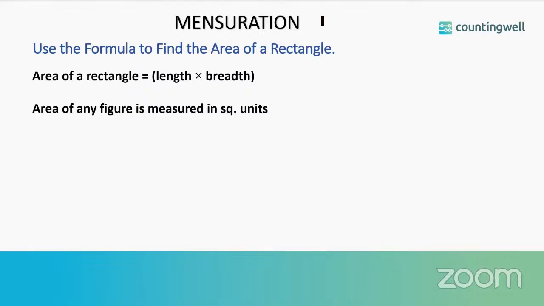Now let us move towards our next chapter, which is mensuration. Let us use the formula to find the area of a rectangle. Area of a rectangle is nothing but length into breadth, and area is usually measured in square units such as square centimeter, square meter, and so on.